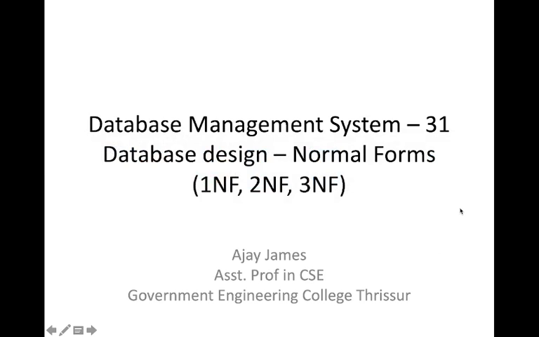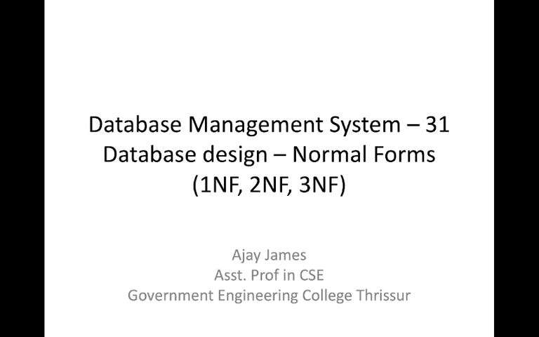Hello all. In the previous lecture, we have seen what functional dependency is, and we have also seen different keys: super key, primary key, and so on. We have also seen what a normal form is. So, what do you mean by normalization?